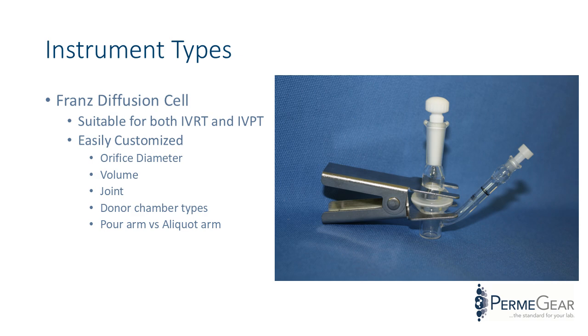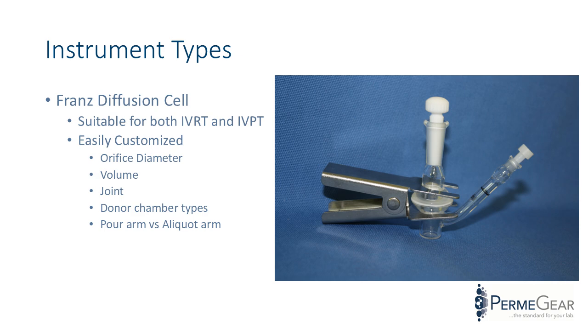For groups just starting diffusion testing, these are generally the best apparatus as they can handle just about everything. Orifice diameter and primarily the receptor chamber volume can be customized. There are limits, however. For example, you can't have a 30 mm orifice diameter with a 1 milliliter volume, but within reason there is a lot of flexibility.